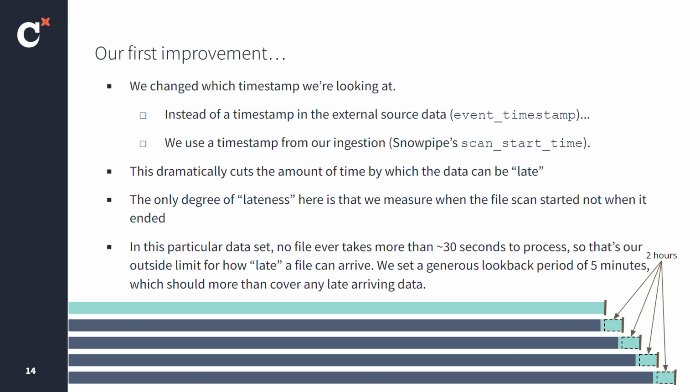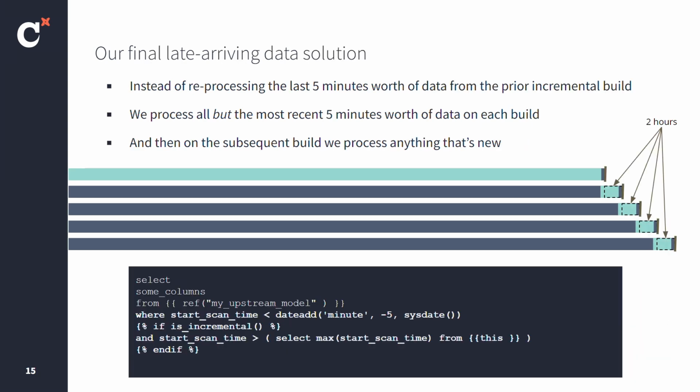But unfortunately, this still has the same problem of introducing duplicates where previously there were none. This little bit of data here is processed in this batch, and it's also processed in this batch, and so you still have to use a merge. So the next thing we did is we decided to flip this problem on its head.